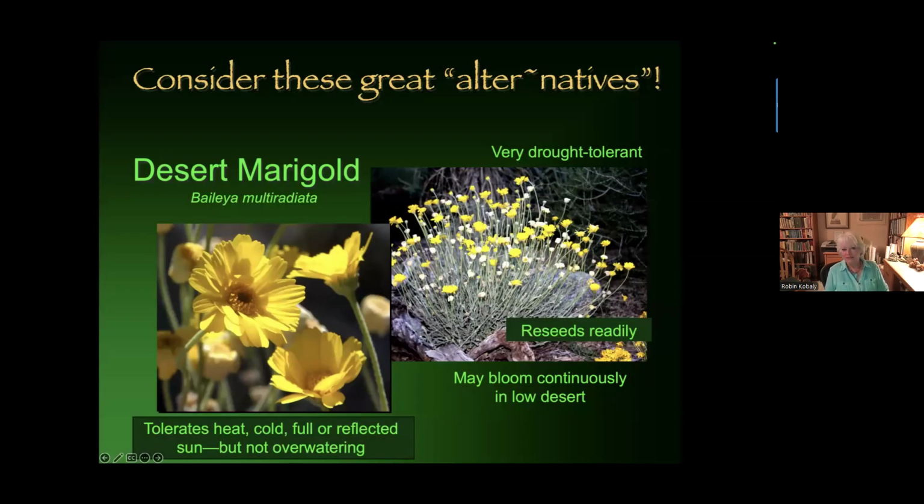So one of my favorite go-tos is desert marigold, Baileya multiradiata. It tolerates heat, cold, either full sun or reflected sun. The only thing it can't take is overwatering. You will kill it if you overwater it. It is not a long-lived plant, but if it's happy, it'll reseed and just new ones keep coming up. It's extremely drought tolerant, and just any place you put it, it just kind of makes you smile. It's just a great little plant.